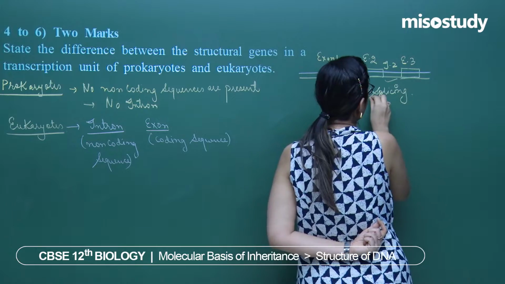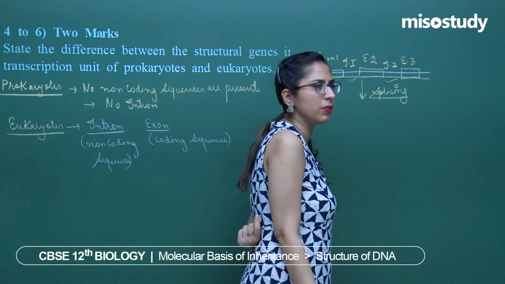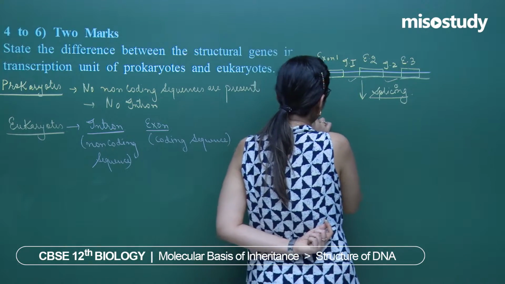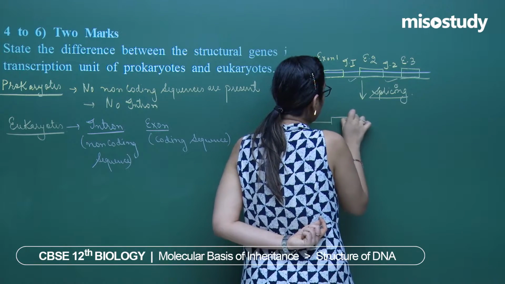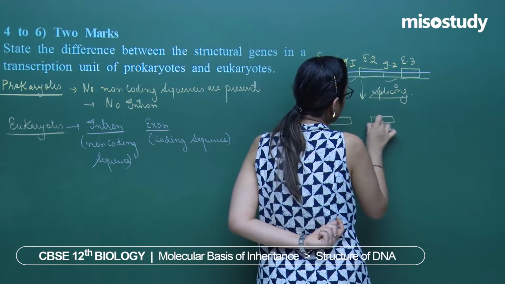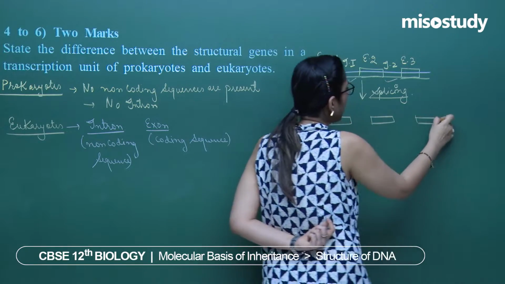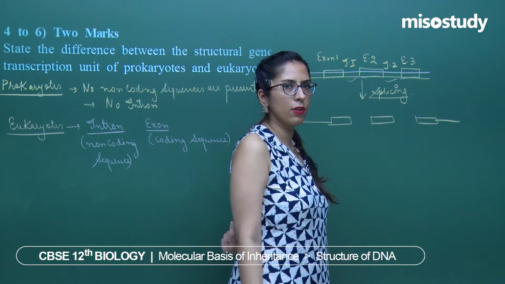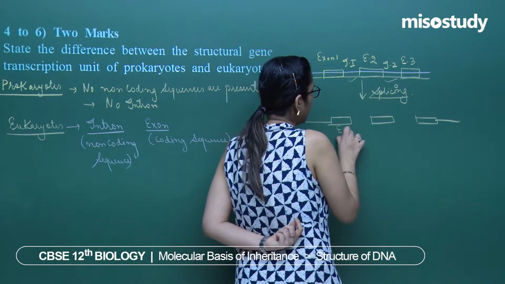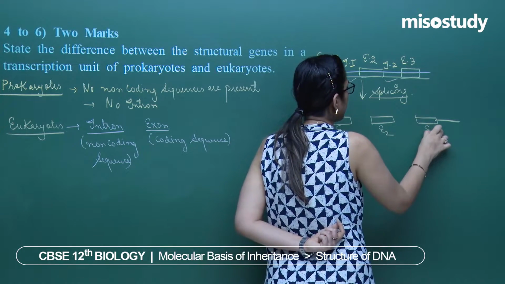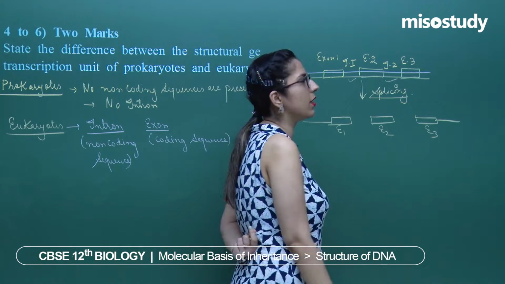A lariat formation occurs, and spliceosome formation happens. We will not go into detail. Now what will happen? All of these will be cleaved like this. That means we are left with only exon, exon, exon. This is exon 1, this is exon 2, this is exon 3. Now the introns are removed.